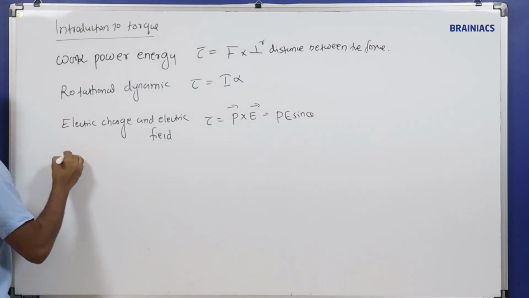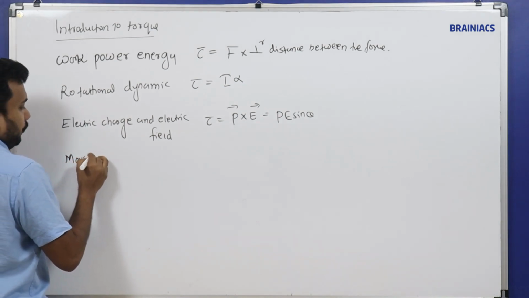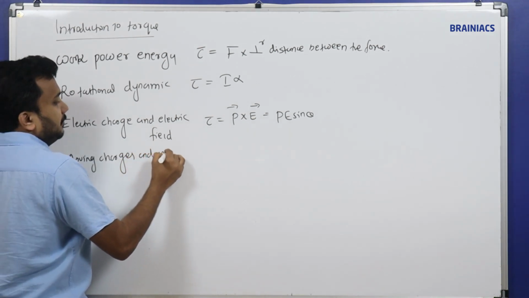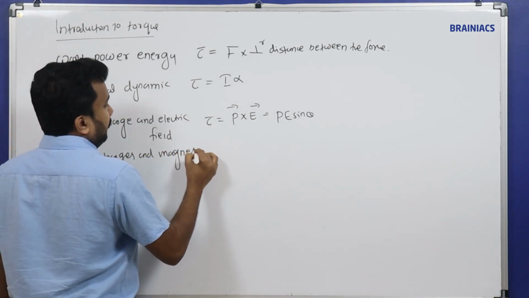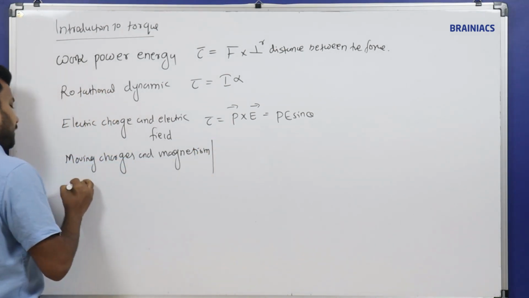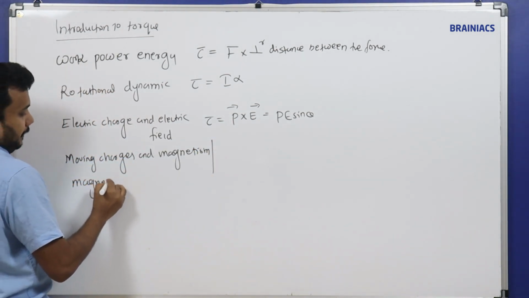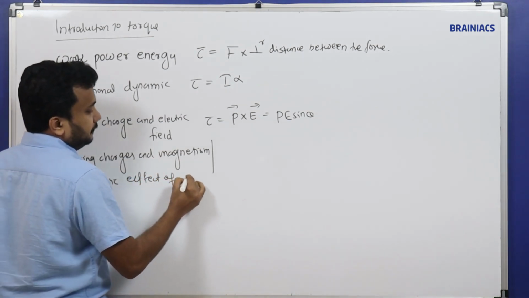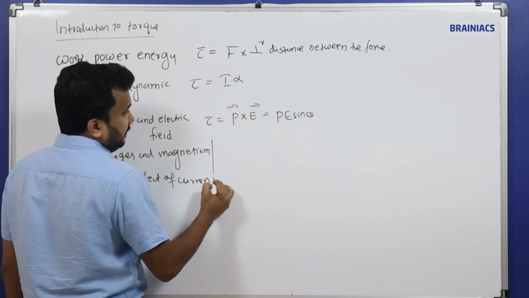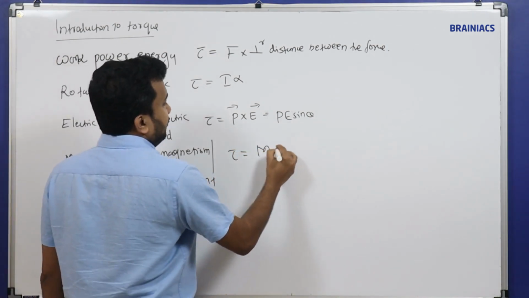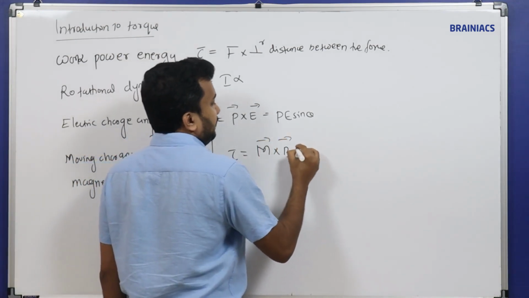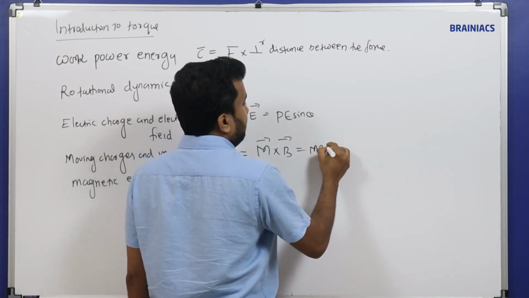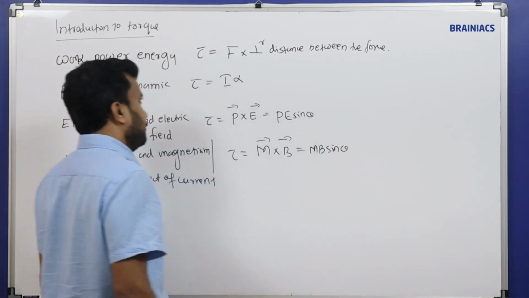And the fourth torque we are going to learn in this chapter on moving charges and magnetism, also called magnetic effect of current. At the moment I am writing these equations. This one is called M cross B, where M is called magnetic moment, in short written as MB sin theta. Cross product means this one.